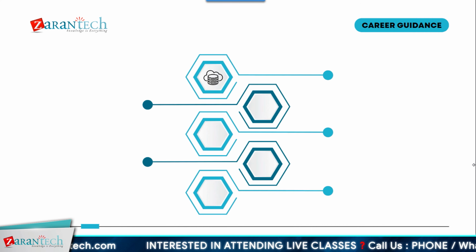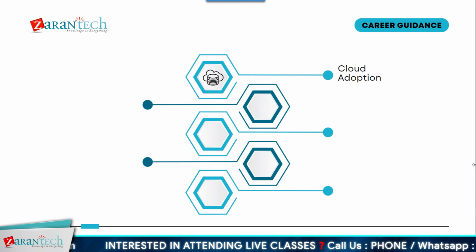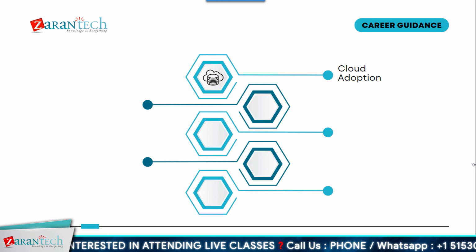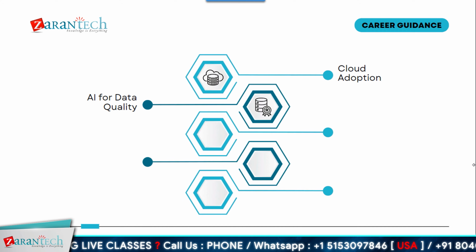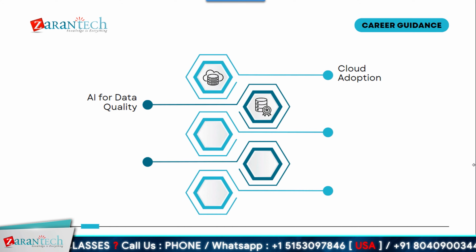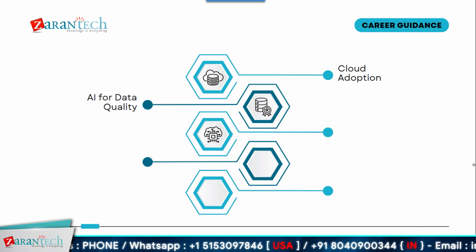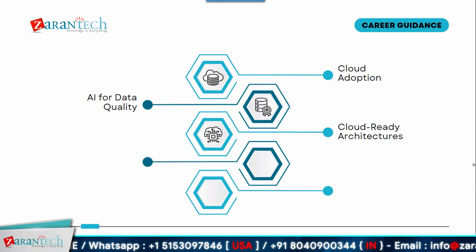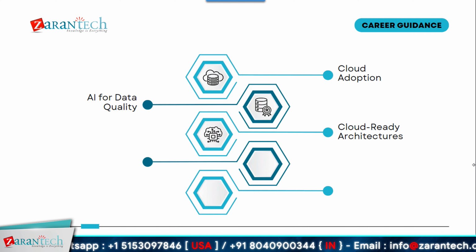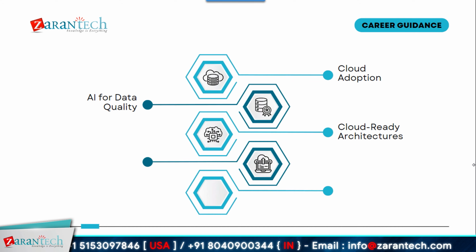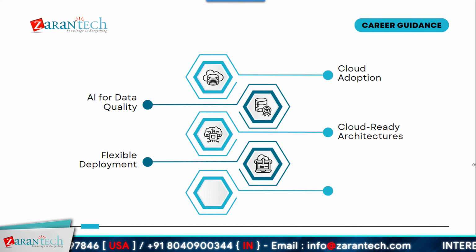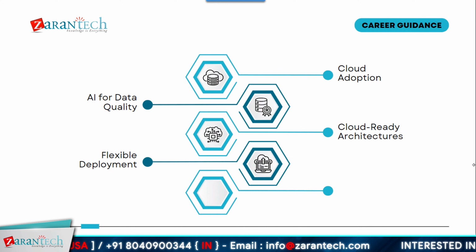First, SAP MDG is moving to the cloud. That means it's making sure your important data can live on the internet, making it easy to get to wherever you are. Second, it's using smart robots or AI to keep your data clean and correct, so you won't have to worry about mistakes. Third, it's made to work with data from everywhere, not just one place, connecting all your apps smoothly. Fourth, you can use SAP MDG in different ways, whether you want everything in one place or spread out, it's up to you.